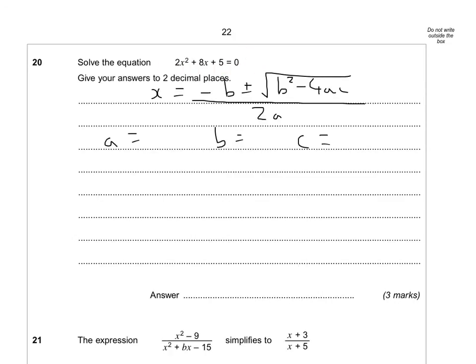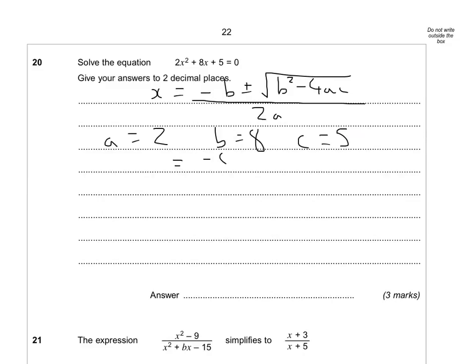a is the number in front of x squared, so in this case it's 2. b is the number in front of x, in this case it's 8, and c is the number by itself on the end, so in this case that's 5. It's not because they appear in the order a, b, c. a is always the number in front of x squared wherever this term appears. Be very careful of any minuses as well. Here we've got all positive numbers. So let's plug that in.